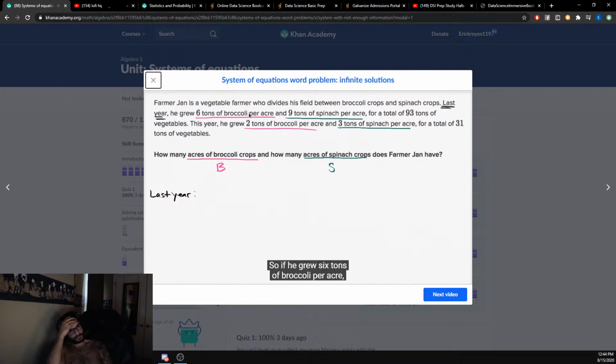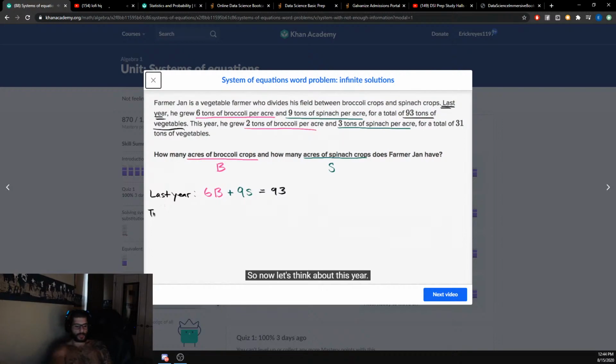So if he grew 6 tons of broccoli per acre and he has B acres, that means he grew 6 tons per acre times B acres. So he grew 6B tons of broccoli last year. And by the same logic, he grew how much spinach? Well, 9 tons of spinach per acre times S acres. So 9S tons of spinach. And then the total is 93 tons of vegetables. So this is going to be equal to 93.